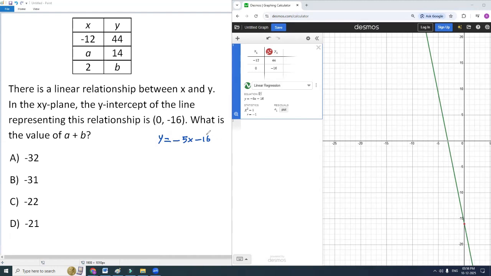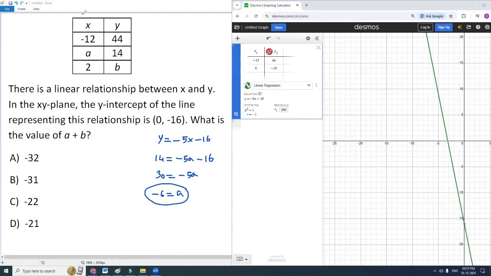We can solve the problem further manually. Let me consider the second point in the table. The x-coordinate is a, the y-coordinate is 14. Let me plug in this 14 for y over here, and plug in the x-coordinate a for x over here. Then we get 14 = -5a - 16. When I add 16 to both sides of this equation, I am getting 30 = -5a. Let me divide both sides by -5, then I am getting -6 = a. Here I got the value of a, that is -6.